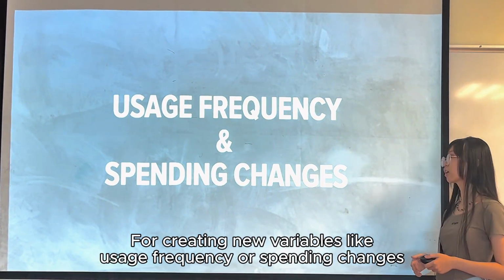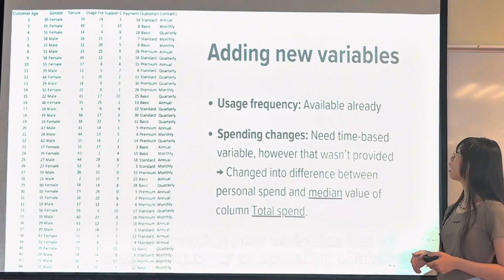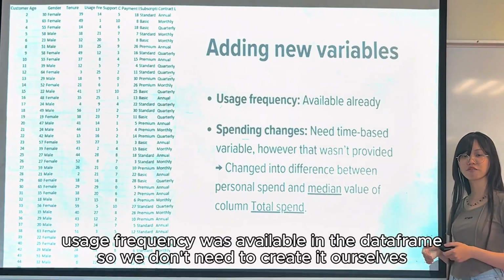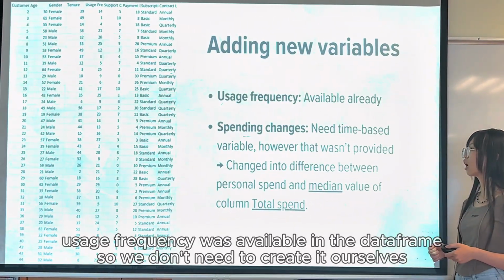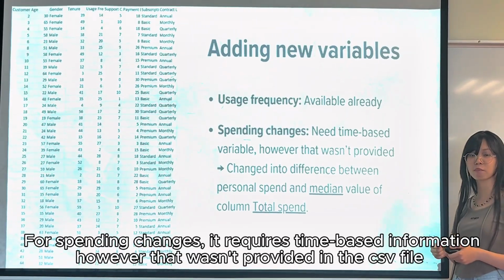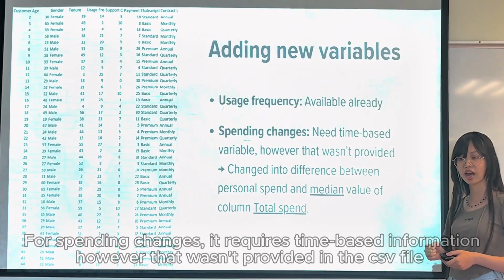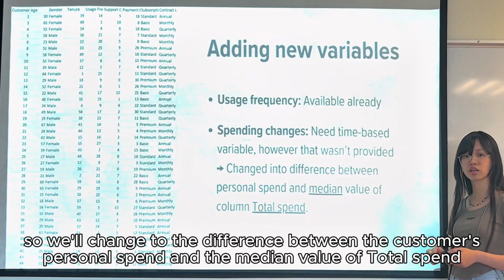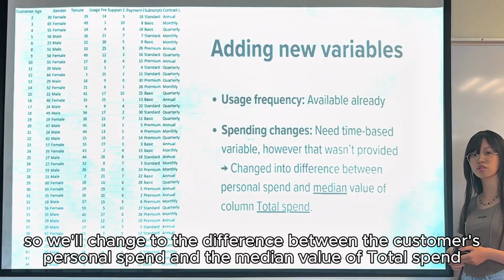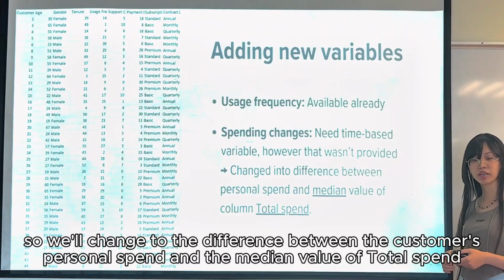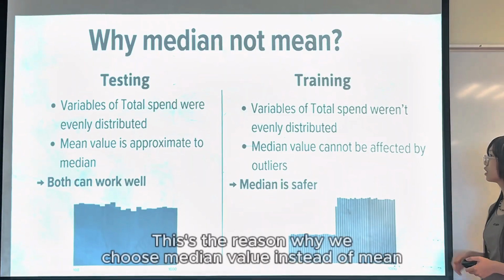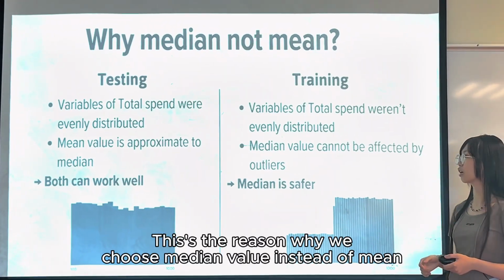For creating new variables like user frequency or spending trends, user frequency was available in the data frame, so we do not need to create it. For spending trend, it requires time-based information, however, that's not provided in the CSV file. So we will check the difference between the customer's personal spending and the median value of total spend. This is the reason why we choose median value instead of mean.